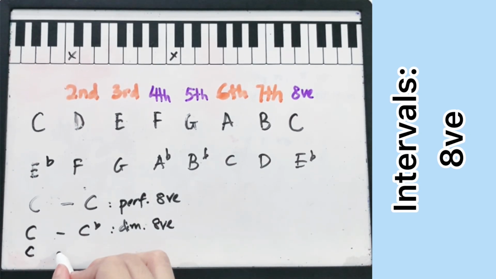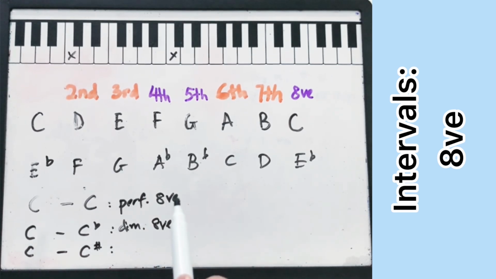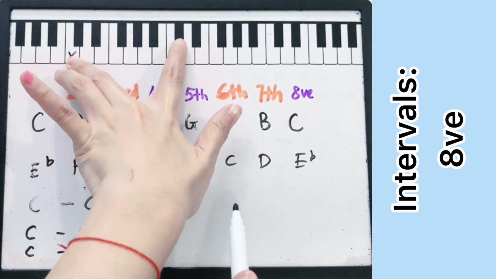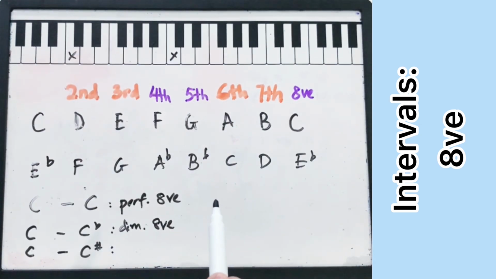C to C sharp. So C to C perfect octave, C sharp, the distance has been increased, and therefore it's an augmented octave.